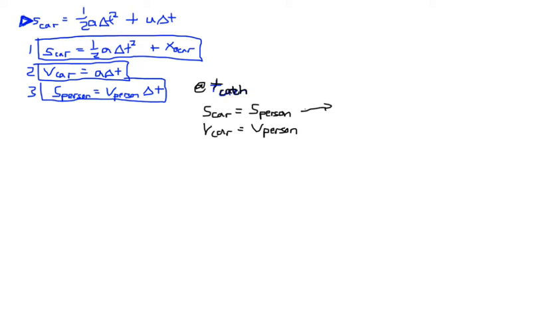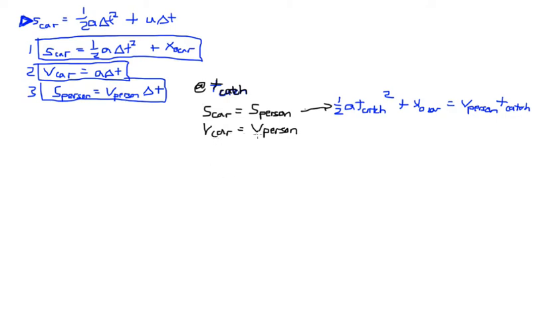So it's going to be, I'll use blue again. It's going to be 1/2 A, now it's going to be t, you can say t-catch if you want to, t-catch squared, plus X 0 car, and that equals the S of the person, which is V person times t-catch. Right? That makes sense.